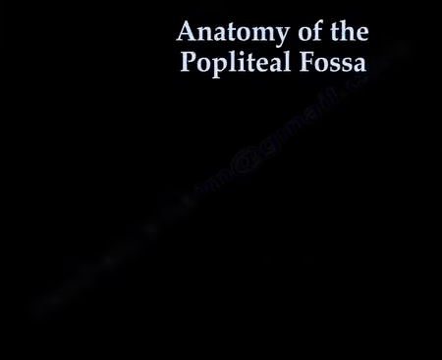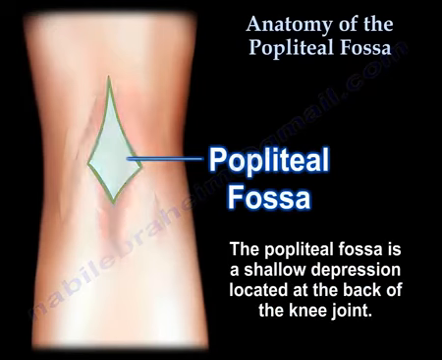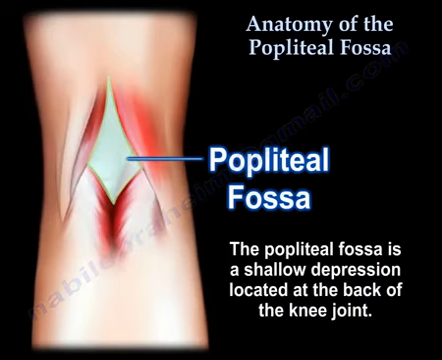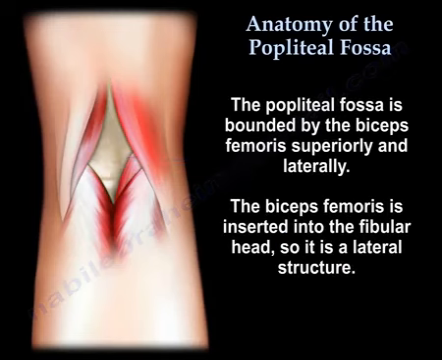Anatomy of the popliteal fossa. The popliteal fossa is a shallow depression located at the back of the knee joint. The popliteal fossa is bounded by the biceps femoris superiorly and laterally.